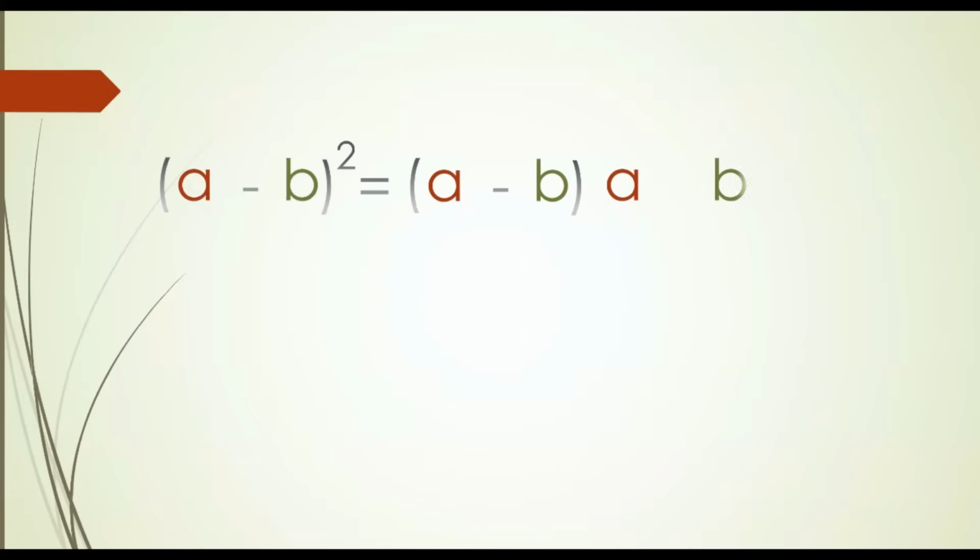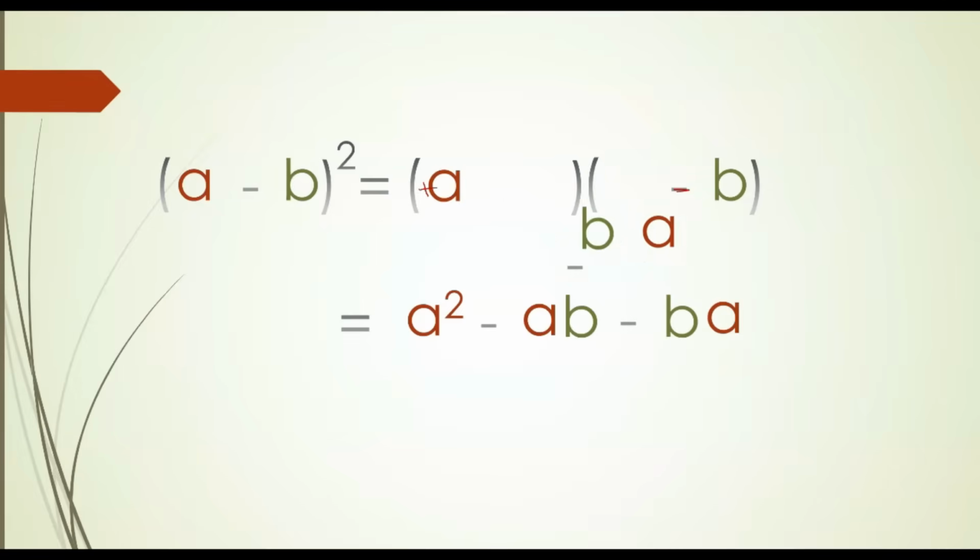Now let's see what is a minus b the whole square. You can write a minus b the whole square as a minus b multiplied by a minus b. As usual, you multiply term by term. A times a is a square, both are plus, therefore plus a square. Now we have a plus a and a minus b, therefore we have minus ab. Next there is a minus b and plus a, therefore we have minus ba, and we have both minus and minus b, therefore it is plus b square.